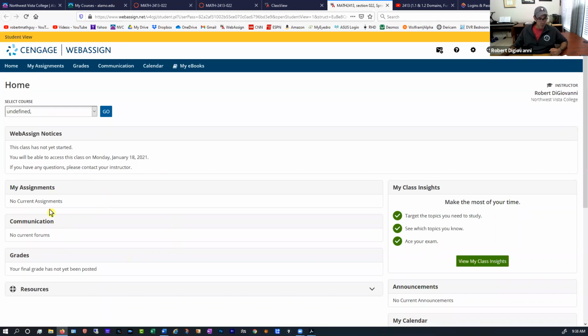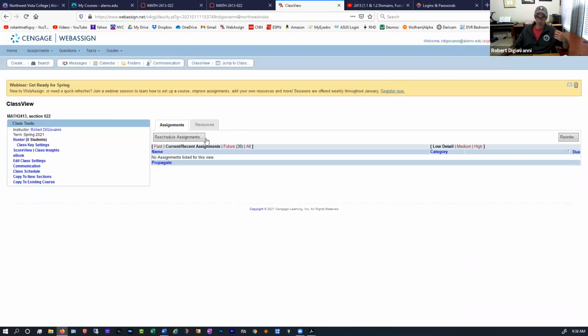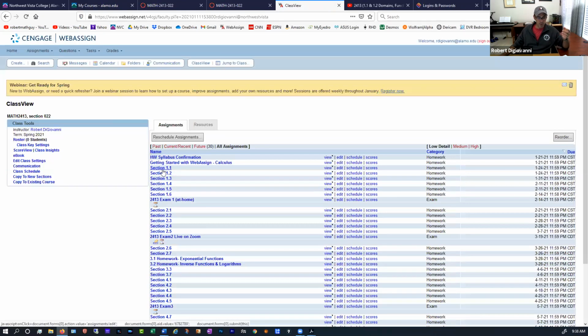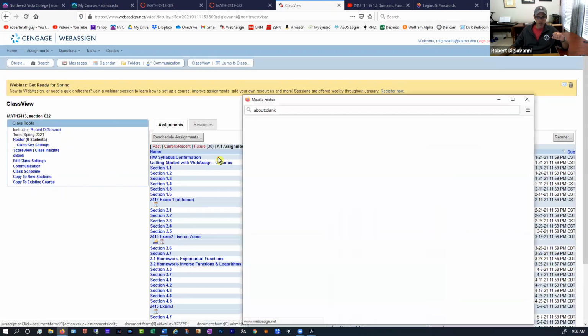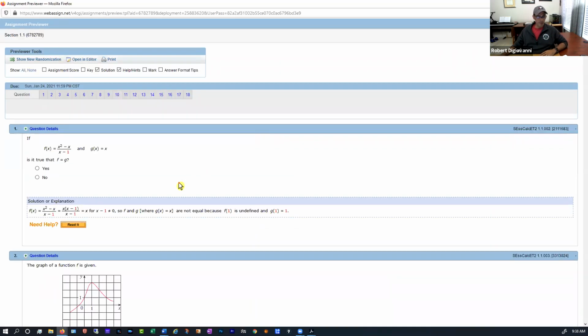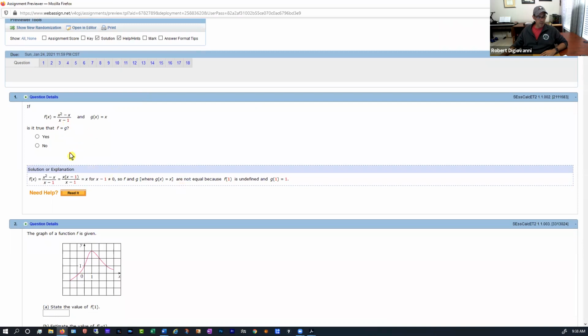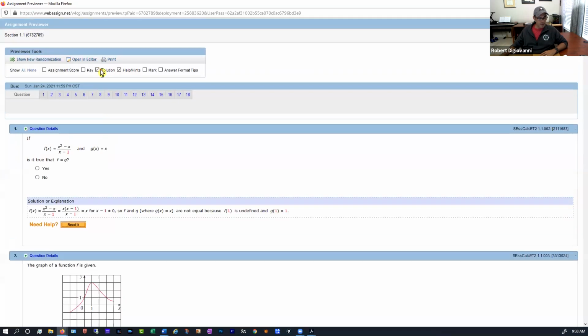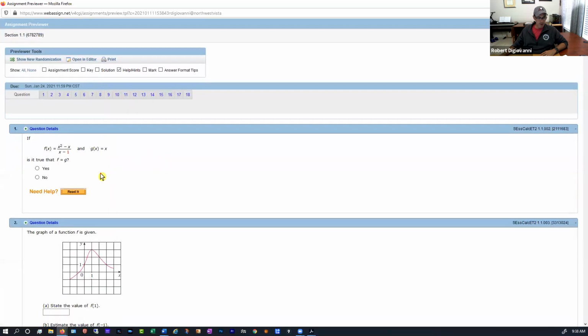So this is what your page will look like. Right now, it's not going to show any assignments because the semester hasn't started, so I have to close this view in order to show you the assignment. You would go to the 1.1 assignment, and we're just going to view that assignment. Here's what it will look like. You'll have the question. I don't want to show the solutions right now. Okay, so here's the question.